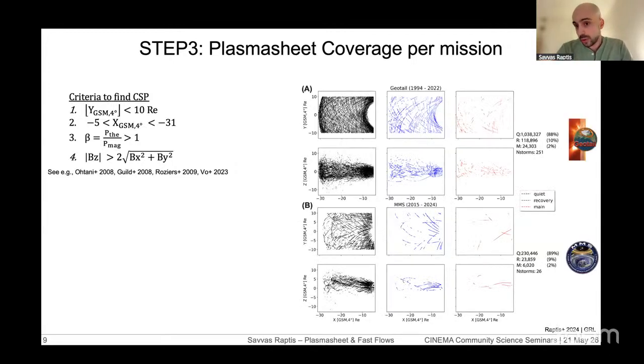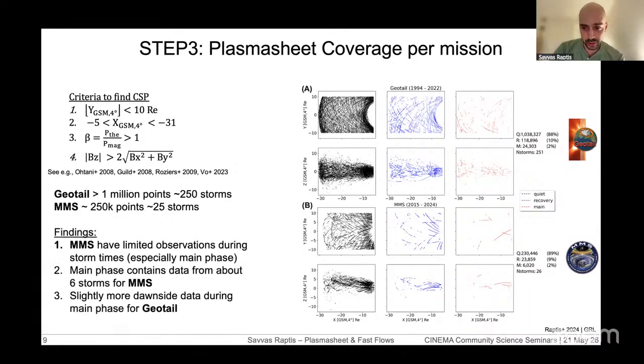And after we do that, we end up with a relatively clean data set of both Geotail and MMS data that we're going to discuss. You can see with the black the quiet time observations, with the blue the recovery, and red the main phase. This is the same color coding as before and remains the same throughout the presentation.